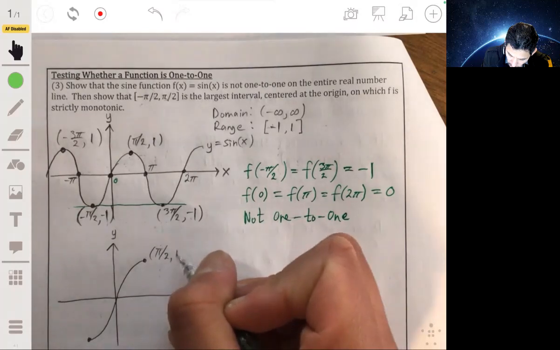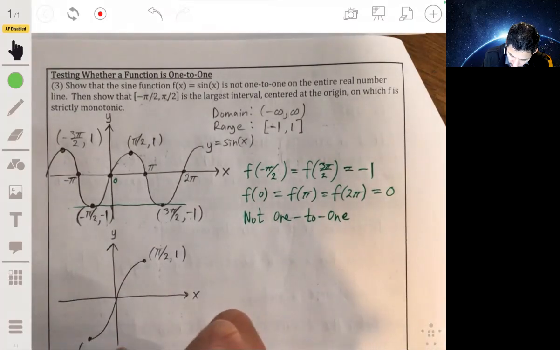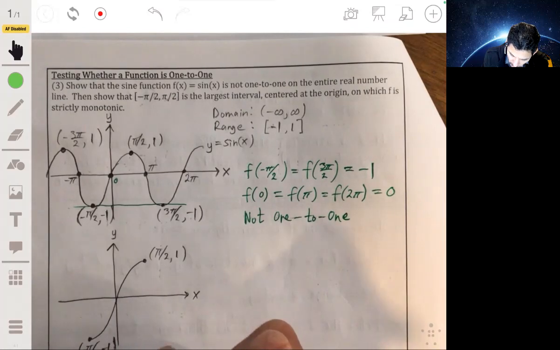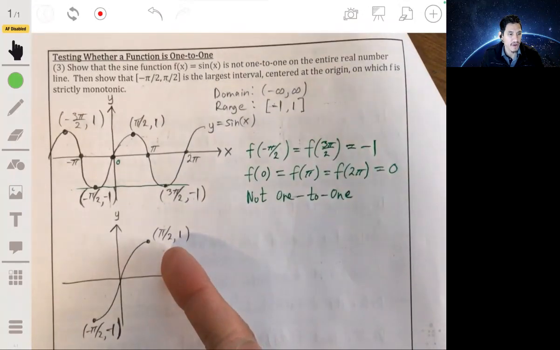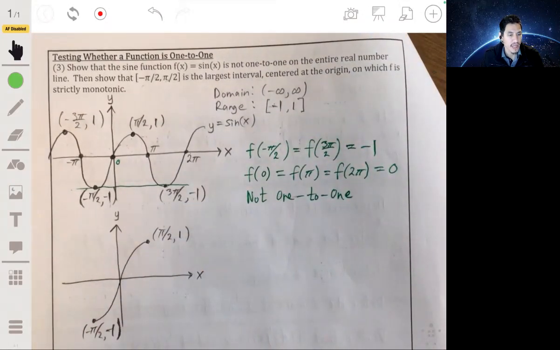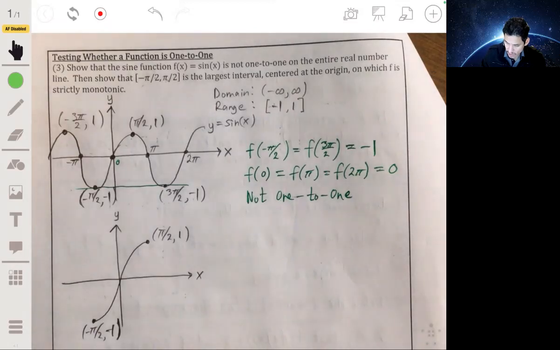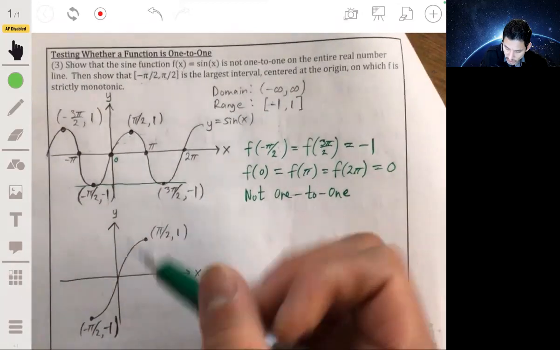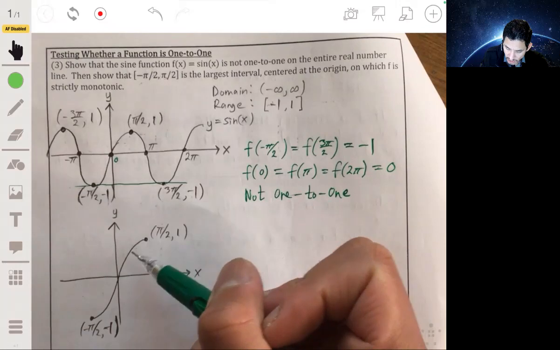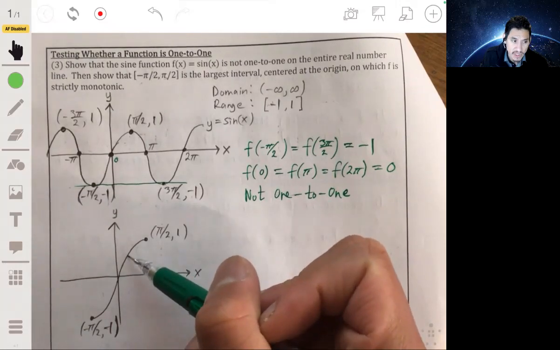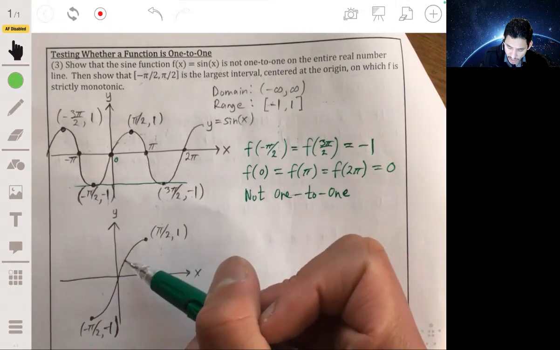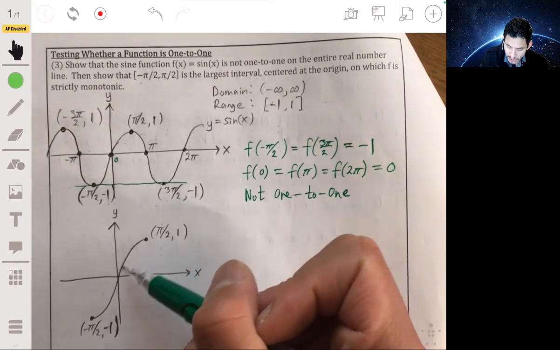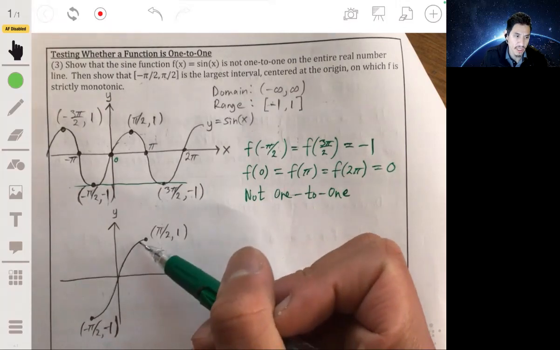So we got pi over 2, 1, and we got negative pi over 2, -1. If we restrict the sine function to this domain, then it's going to be 1-to-1. You can see that there are no y values that repeat. There's never going to be a y value of anything here or here that's going to occur more than once.